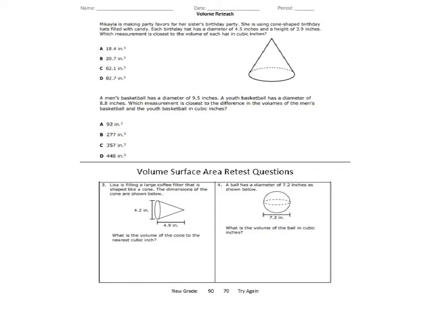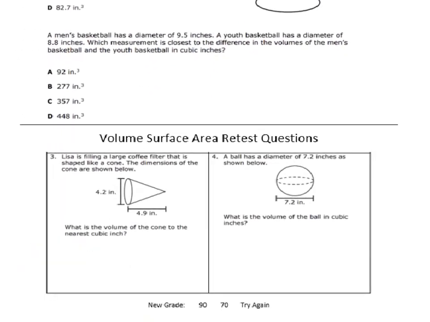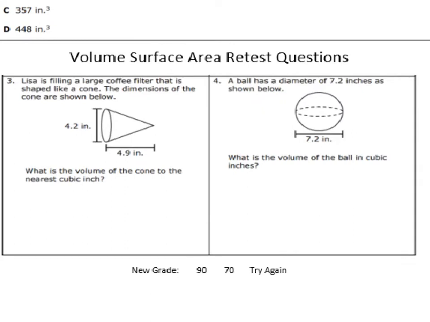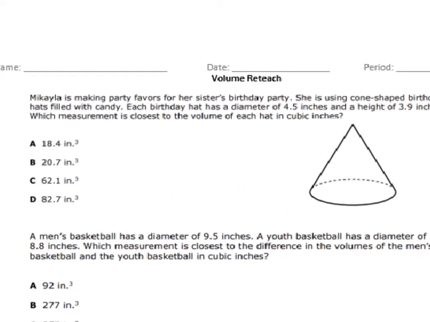So now we're about to start our volume reteach. For the volume reteach, we're going to be doing 2 questions together, and then you're going to have 2 questions on your own in order for you to get credit back for your volume test grade. If you get them both right, you get a 90. If you get one of them right, you get a 70. If you miss both of them, then you're going to have to try again. So let's go ahead and get started on the ones we're doing together.